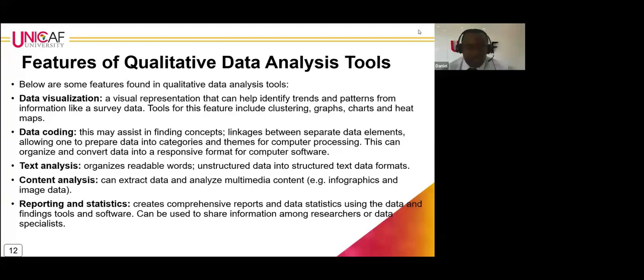The third one, text analysis. There's the ability to organize readable words and structured data into structured text data formats. Fourthly, you have content analysis, to enable you to extract data and analyze multimedia content. And lastly, you have reporting and statistics. So these are features of some of the techniques and methods that we have shared, which you can take advantage of.